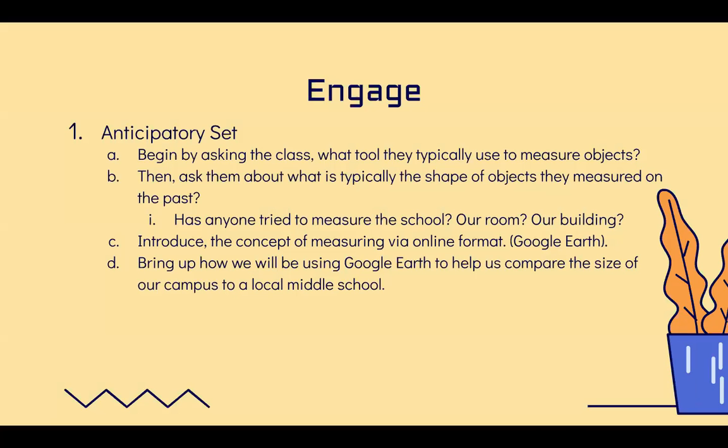So like I mentioned, for engage, it's our anticipatory set. Begin by asking the class what tools they typically use to measure objects. Depending on when you ask this during the year, this might be their first time actually using a real measuring tool. Then you're going to ask them what is typically the shape of objects they've measured in the past. Most likely your answer is going to be either a square or a rectangle.